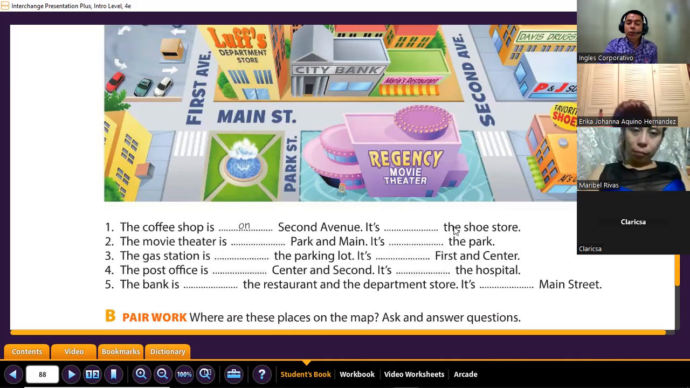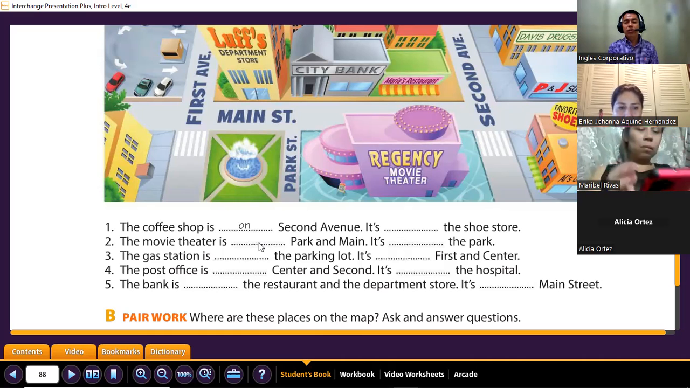It's next to the shoe store. Okay, let's continue. The movie theater. The movie theater is in, on, next to, across, between. Across. Across from Park Street and Main Street. Between.